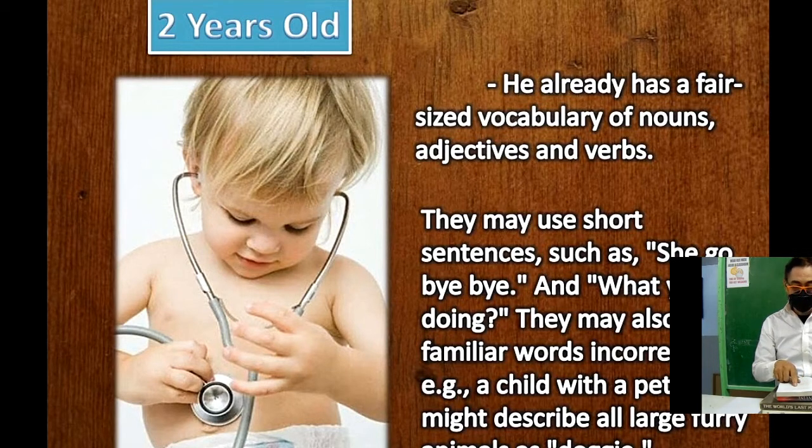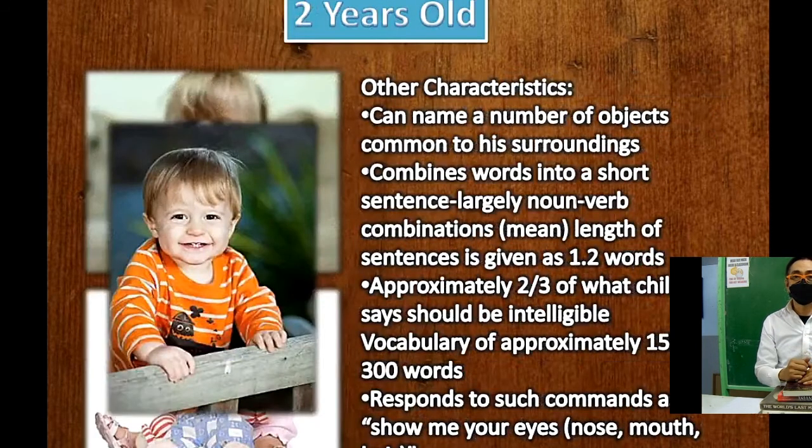They may use short sentences such as "see go, bye-bye," and "what you doing." They may also use familiar words incorrectly. Example, a child with a pet dog might describe all large furry animals as doggie. The 2 years old, other characteristics.